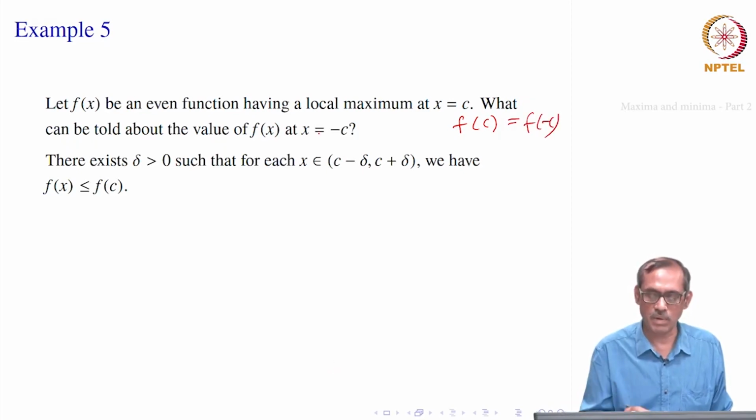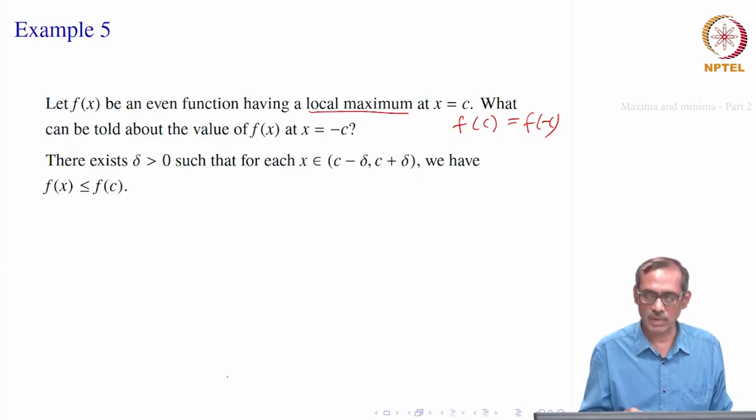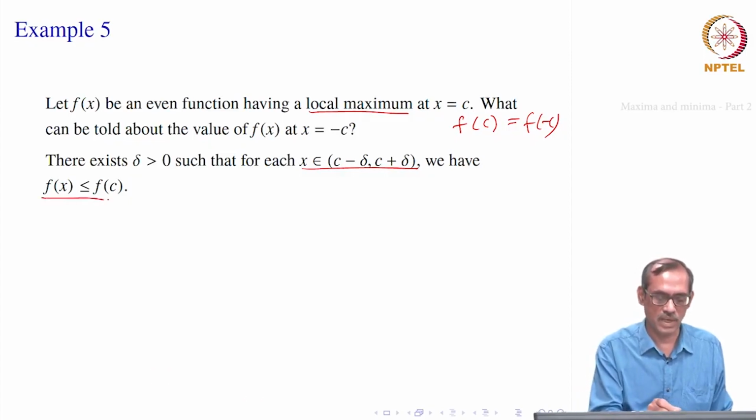So, what can you say about x equal to minus c? If it is an absolute maximum, then of course, you could have told directly there is an absolute maximum at x equal to minus c, because it is that value, but it is only asking about a local maximum at x equal to c. So, since it is a local maximum at x equal to c, we have a neighborhood of c, say c minus delta to c plus delta, where if x belongs to that neighborhood, then f of x is less than or equal to f of c. That is what it says.